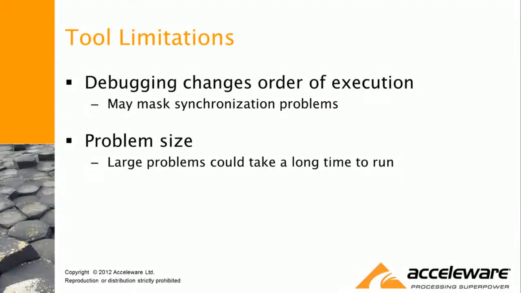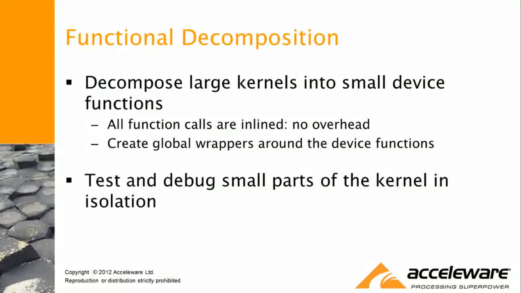One thing, and you've probably seen this if you've done multi-threaded programming, sometimes if you debug or insert print statements, it changes the order of execution. And when that happens, what may have been a race condition that caused a failure before all of a sudden works. Those are painful to sort out. It's just the nature of debugging. Obviously, you may also have a large problem size. It can take a long time to run, which is a little bit problematic. So some general suggestions, at least for what we do in CUDA, is we decompose our large kernels into much smaller device functions.